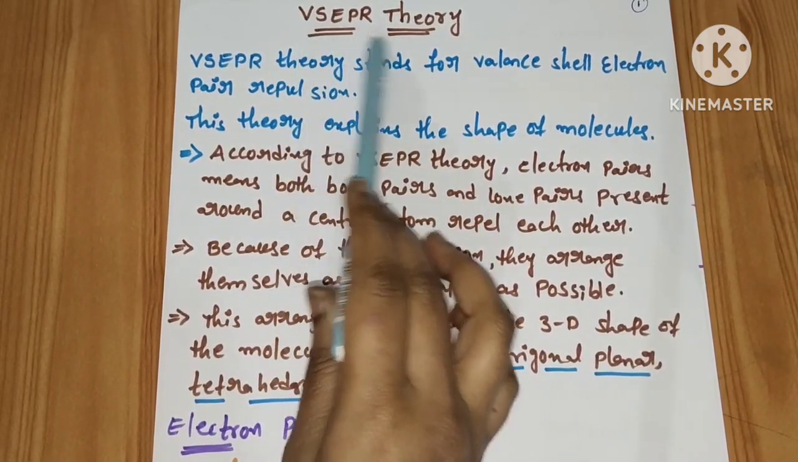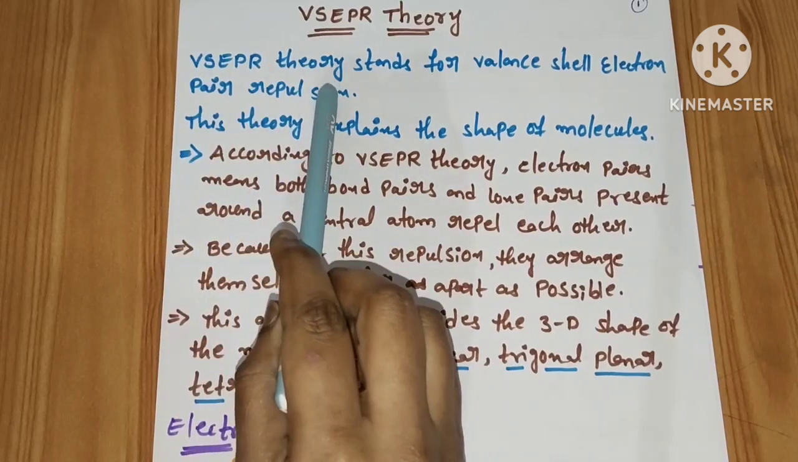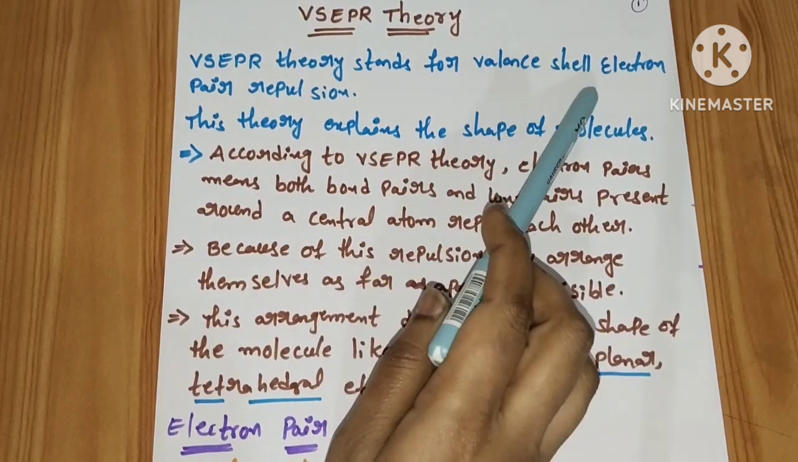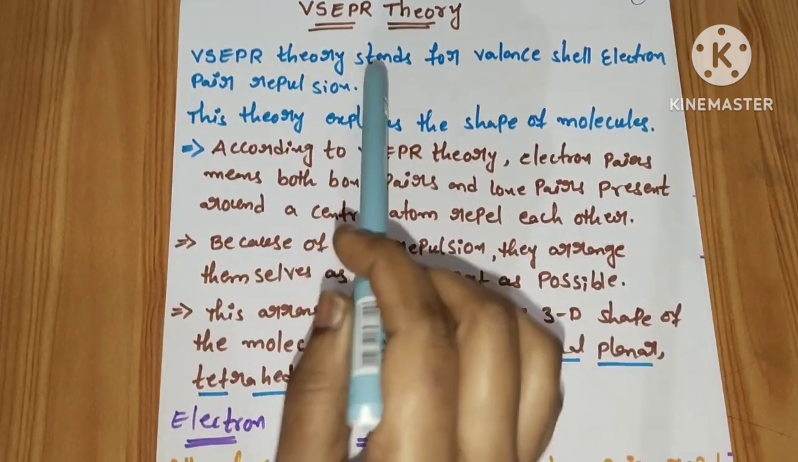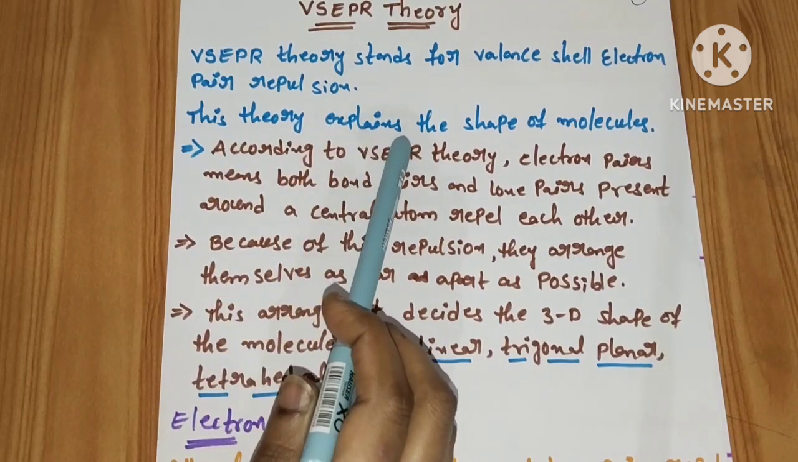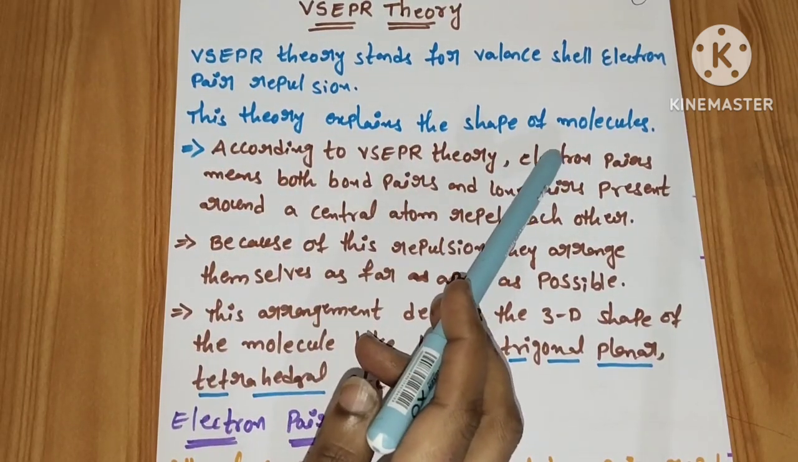Today's topic is VSEPR theory. VSEPR theory stands for valence shell electron pair repulsion. This theory explains the shape of molecules.